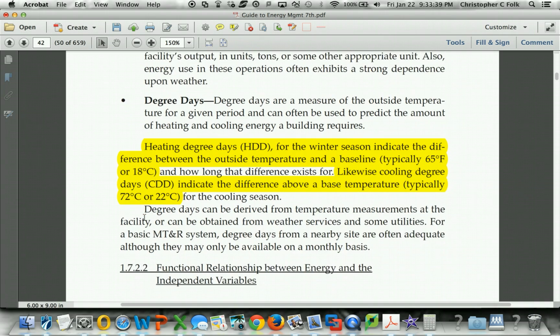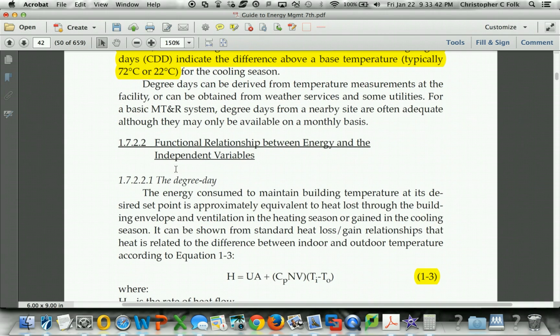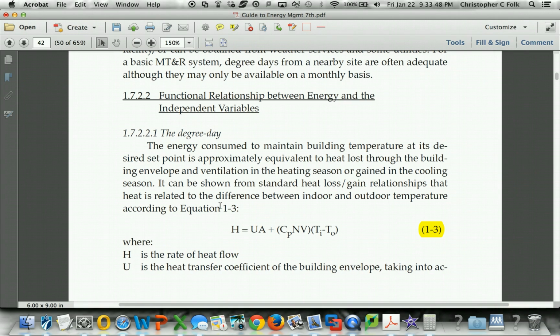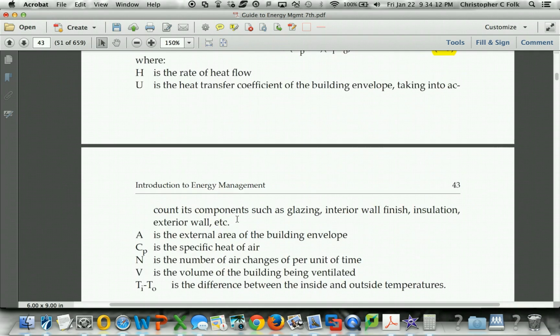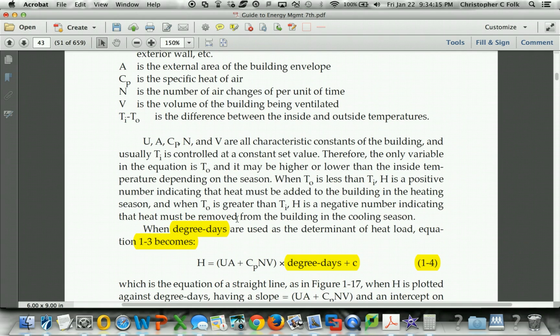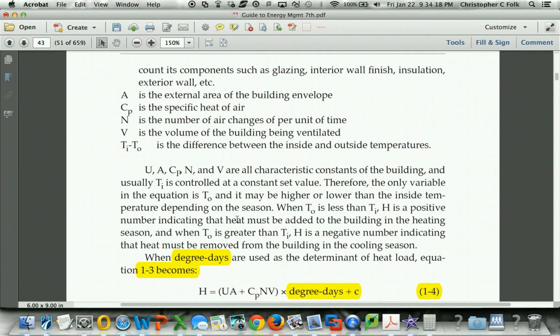But what we'll end up doing is looking at the functional relationship between energy and the independent variables. So here's our next formula, right? This is the one we're going to use for the degree day calculations. This is a type of linear equation, right? And this linear equation is going to allow us to see how variances of one thing can be calculated to cause similar variations in another. And so it continues on to the next page, and it explains the different components of the formula.